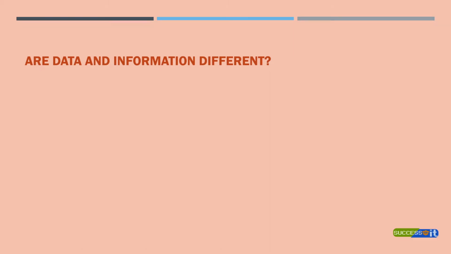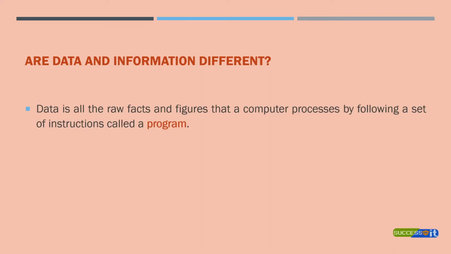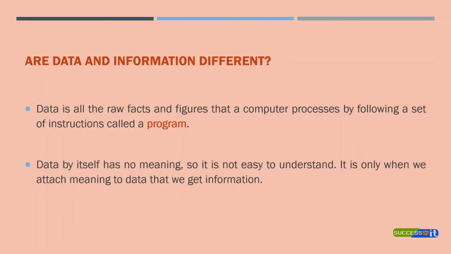Earlier, we saw that the definition of computers spoke about data and information as if they were very different things. One went into the computer and the other came out of it. The truth is, they are different. Data is the raw facts and figures that a computer processes by following a set of instructions in a program. Data by itself has no meaning, so it is not easy to understand. It is only when we attach meaning to data that we get information.